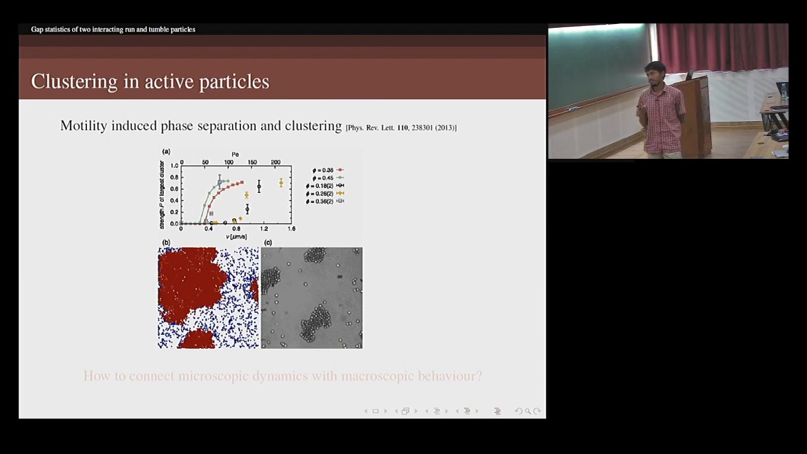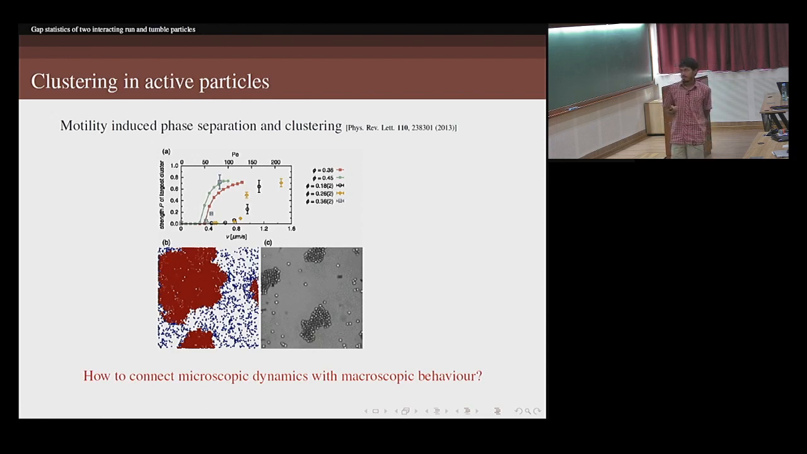But the theoretical understanding is the question we will be addressing. People have tried several hydrodynamic approaches over quite a long time, but the hydrodynamics is mostly phenomenological. That means you don't have any first-principle derivation from the microscopic dynamics, or you don't really have a statistical mechanics for this kind of system. So the question of connecting microscopic dynamics with this emergent behavior is still open.